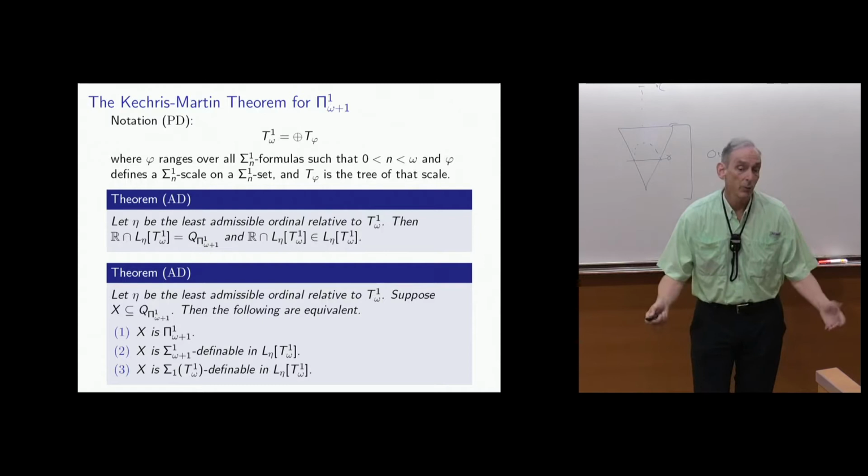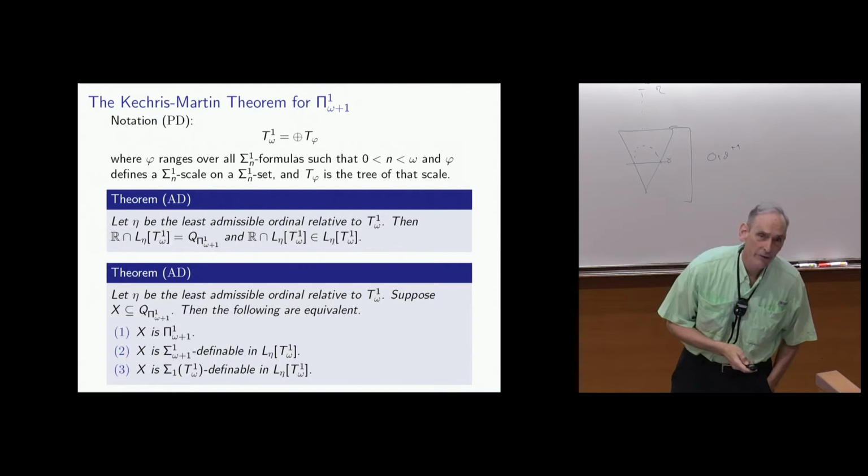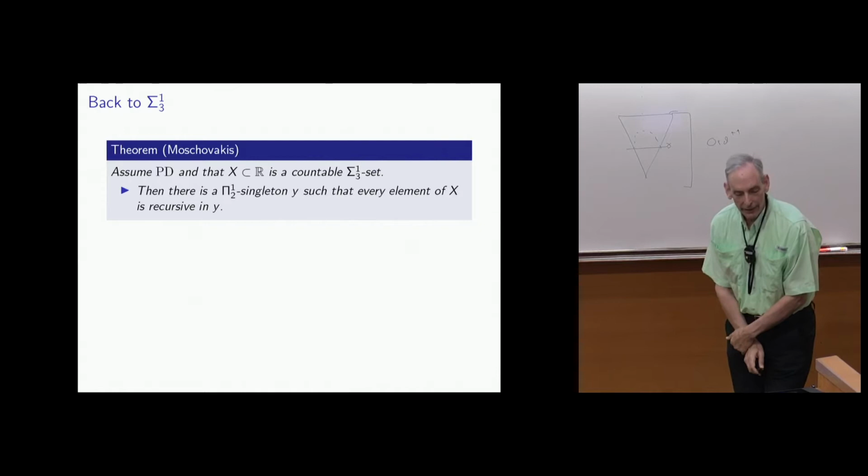Okay, now back to sigma 1,3. So now you can forget everything, new topic. And I'm getting to, I have 15 minutes left. I'm getting to the new theorem. So assume PD and X is a countable sigma 1,3 set.